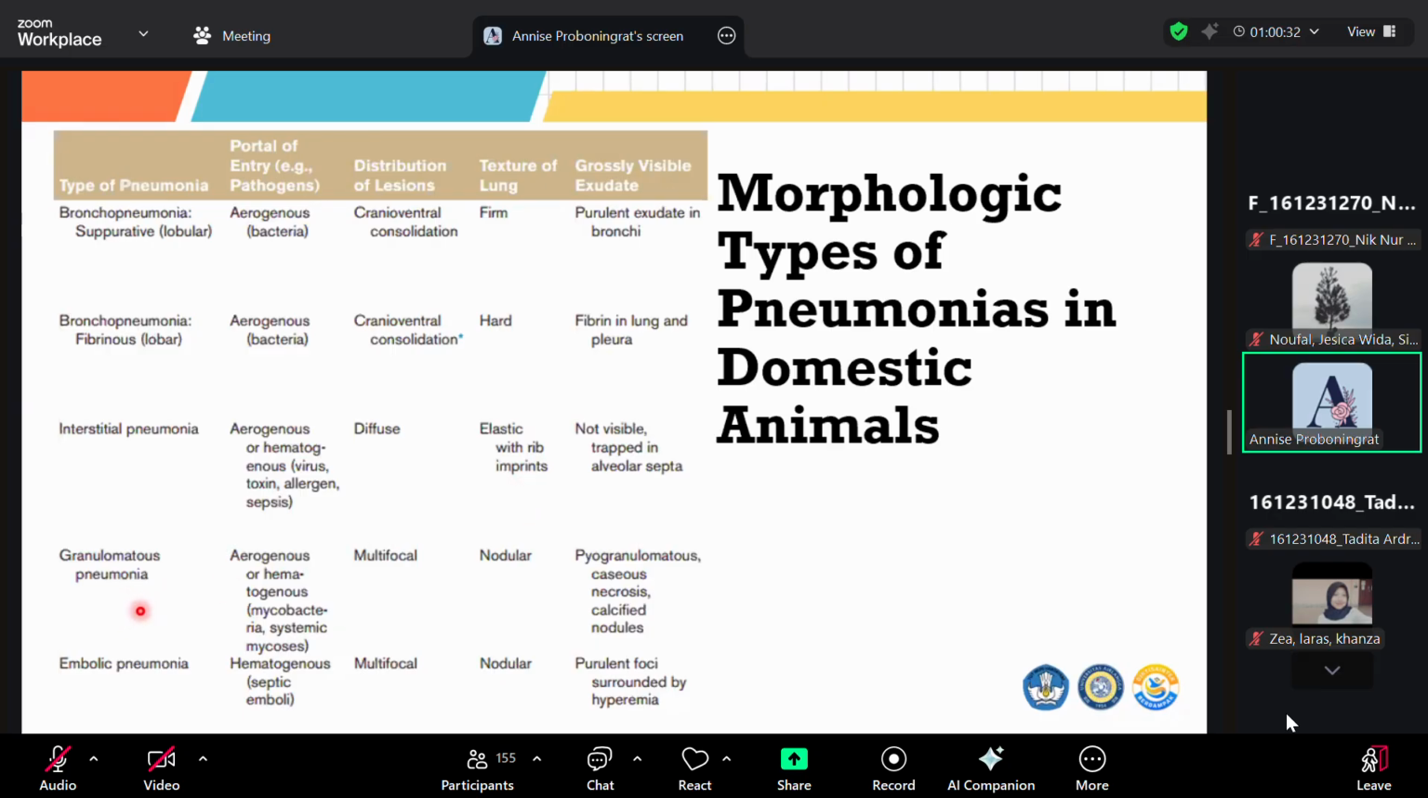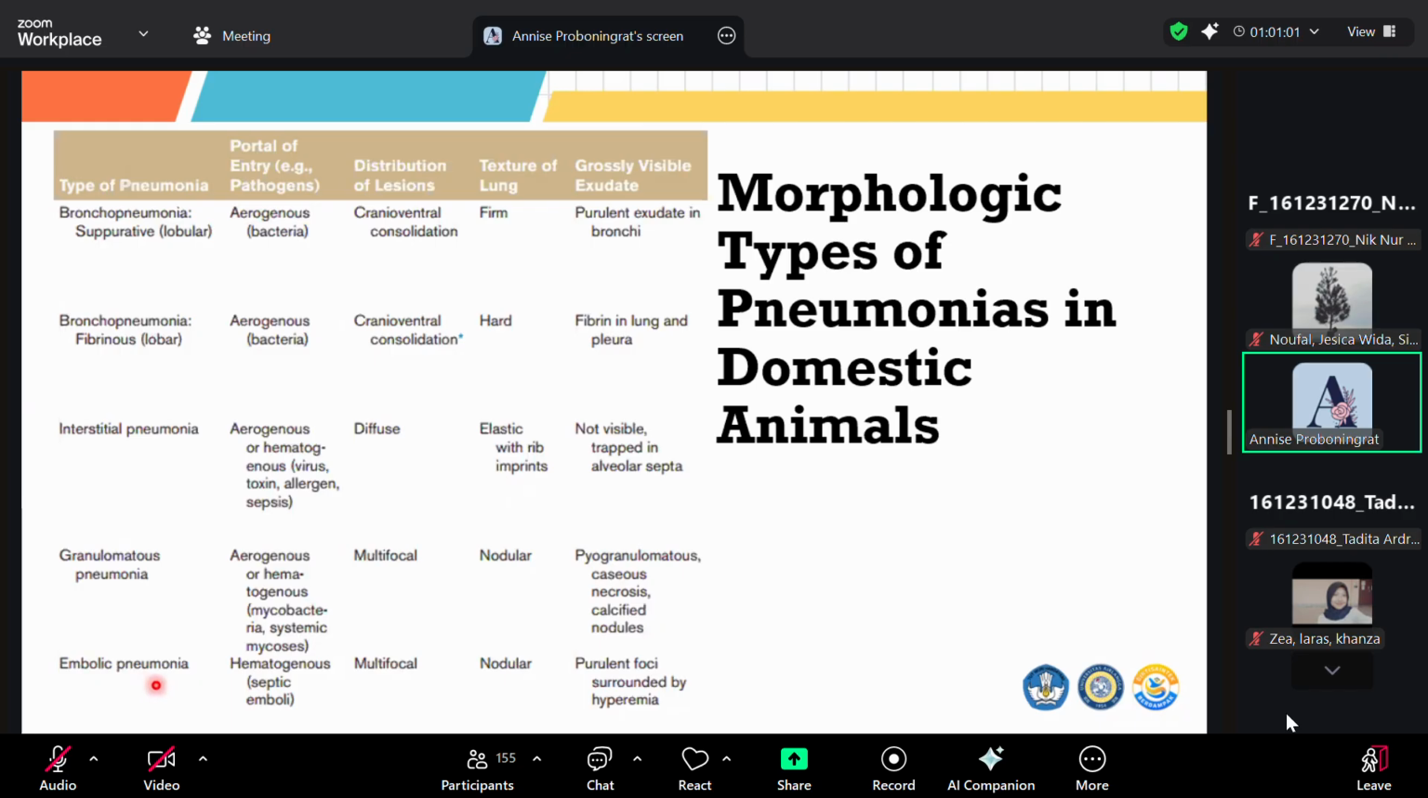And then the granulomatous pneumonia, usually the distribution is multifocal, causing nodular lesions in the parenchyma, and the exudate can be of the pyogranulomatous, caseous, or calcified type.